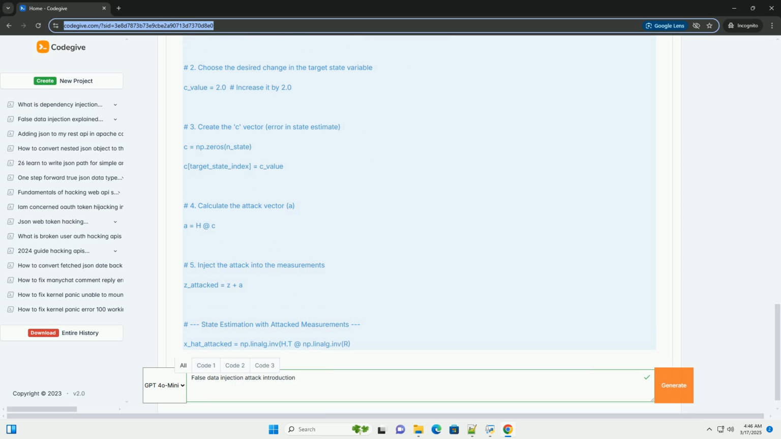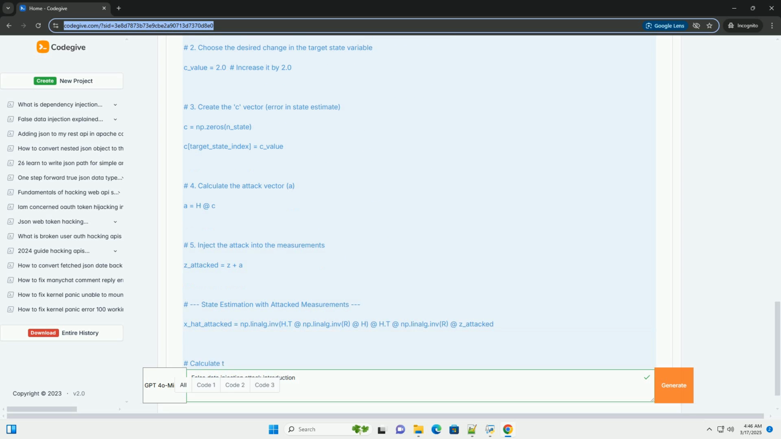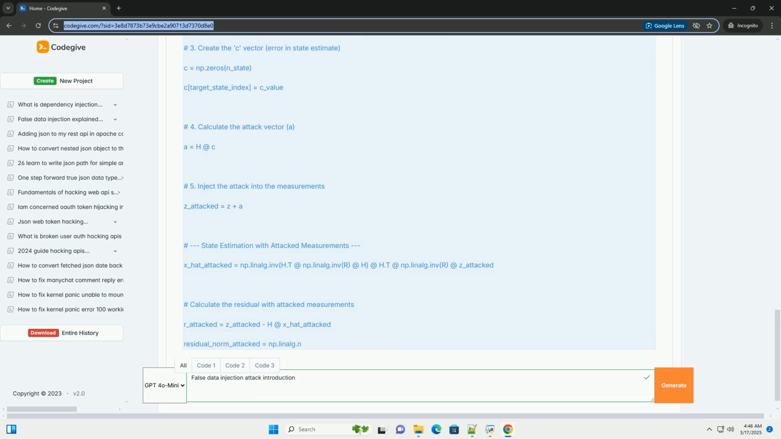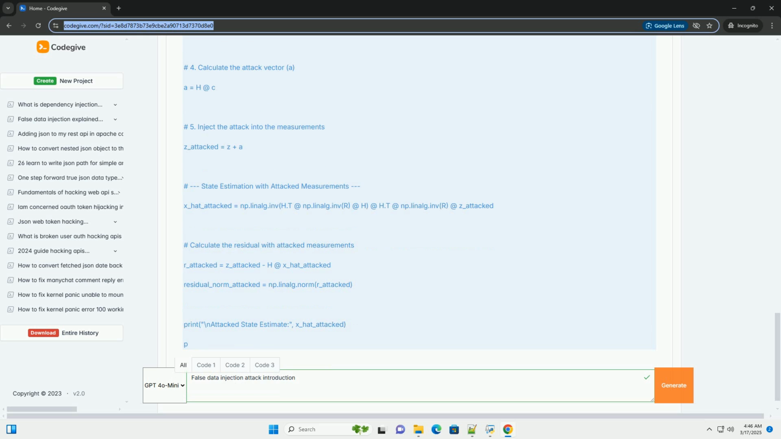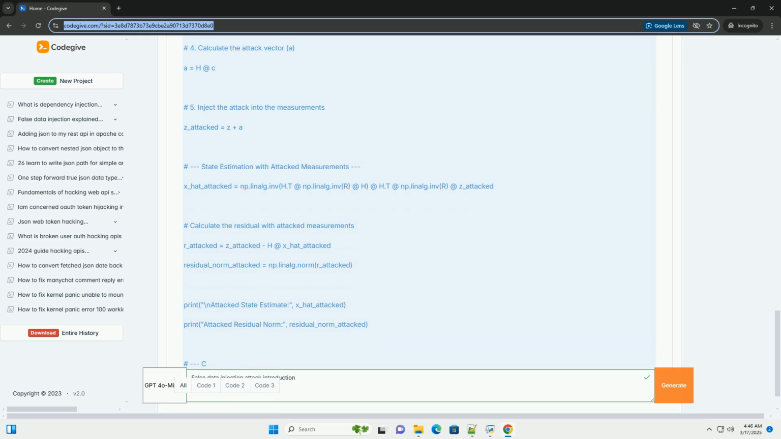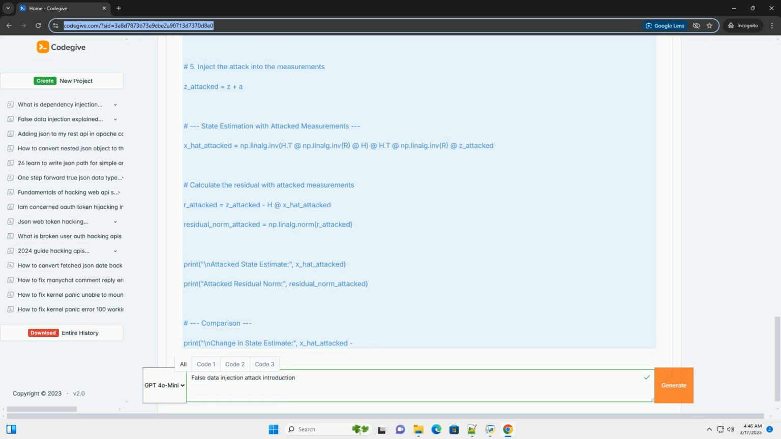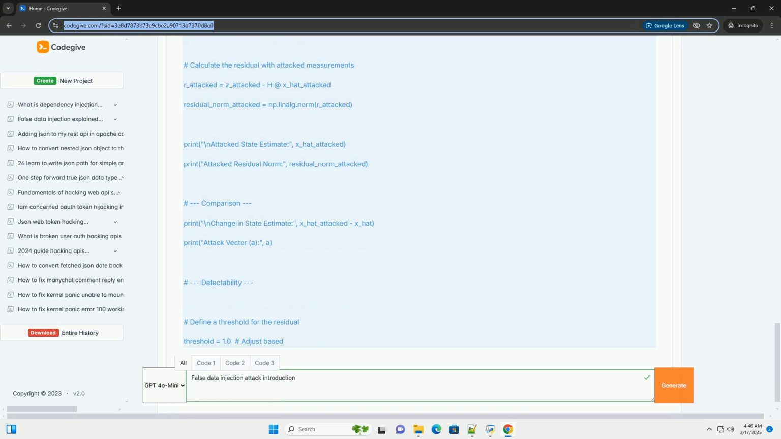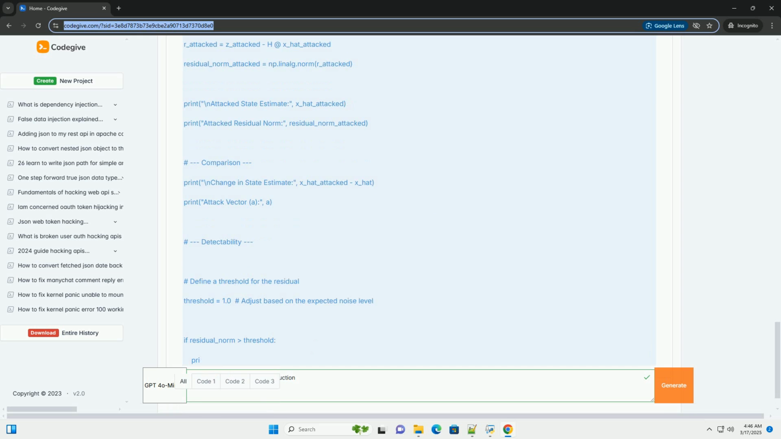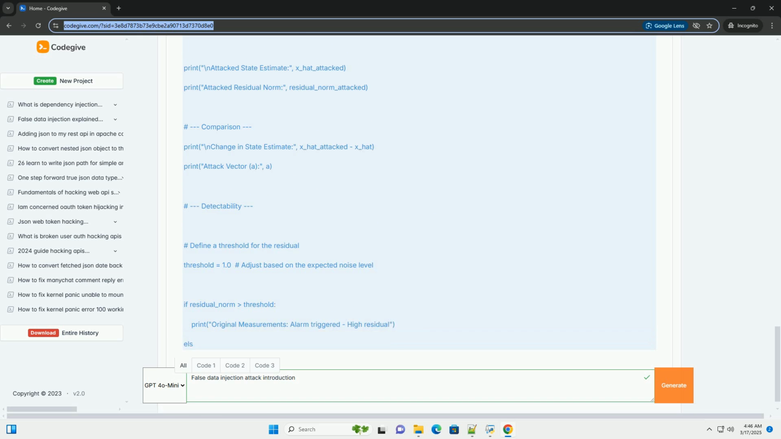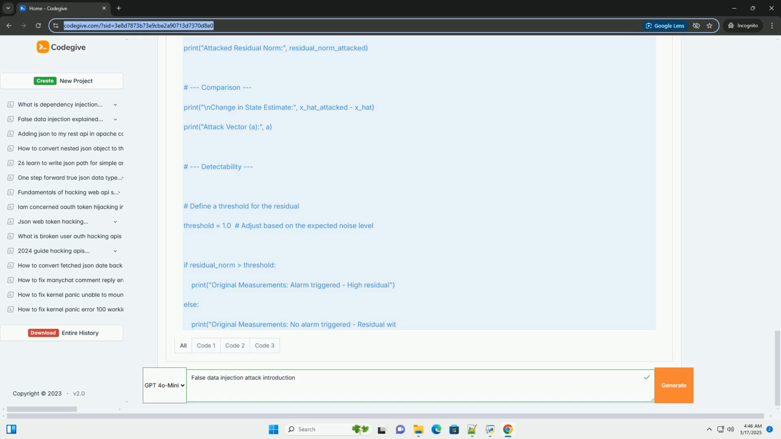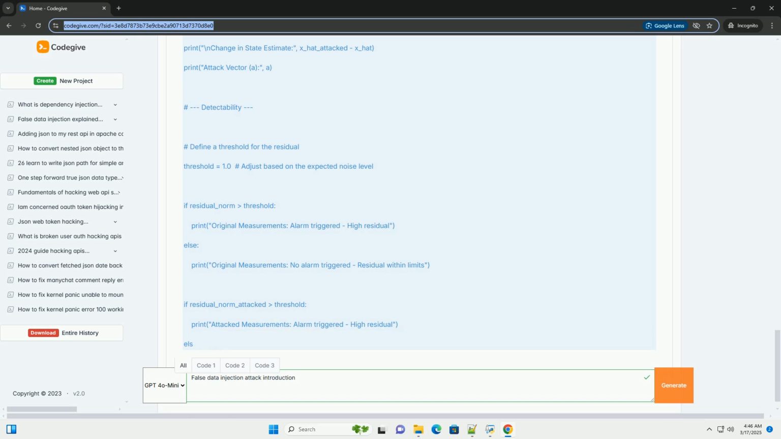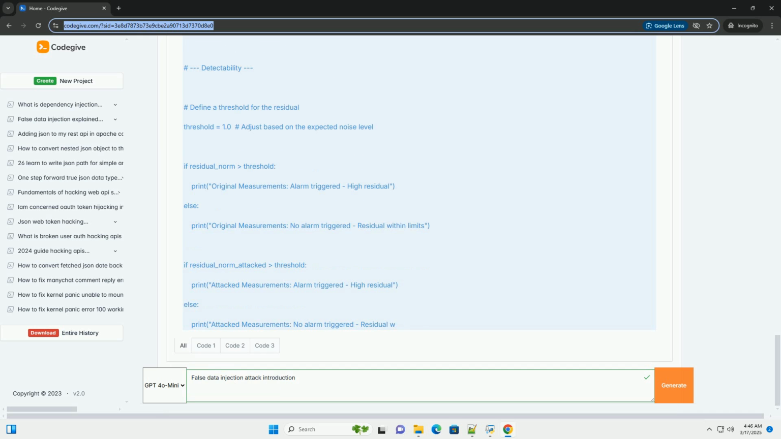This tutorial will provide a comprehensive understanding of FDI attacks, focusing on their principles, construction, and mitigation strategies, along with a practical code example to illustrate the attack. 1. Understanding cyber-physical systems, CPS. Before delving into FDI attacks, it's crucial to understand the architecture and operation of a typical CPS.